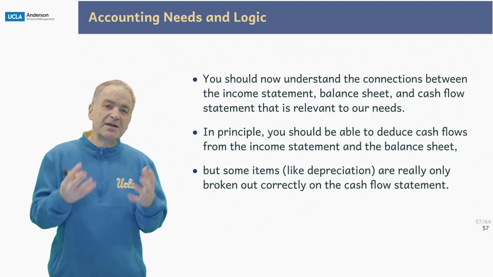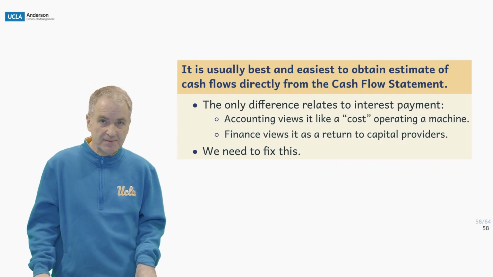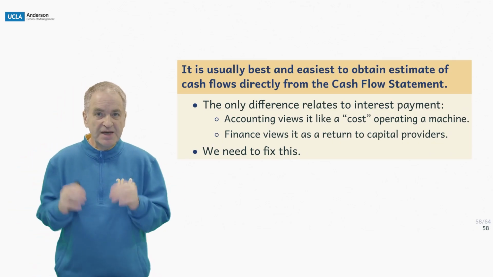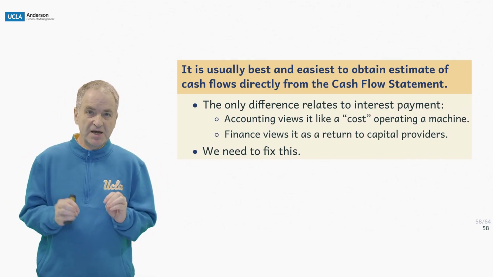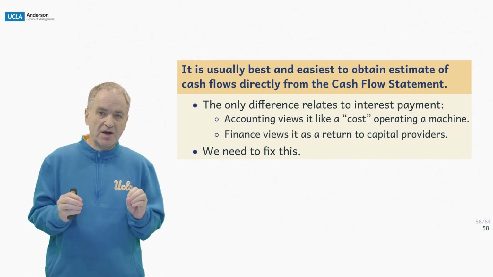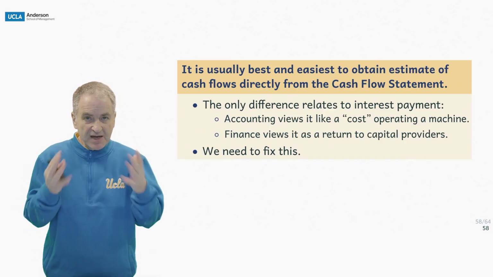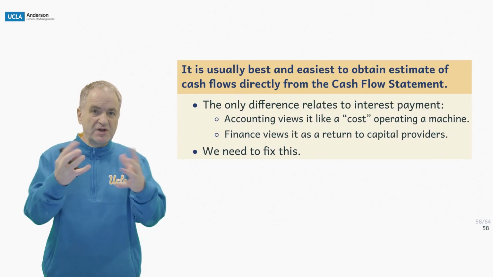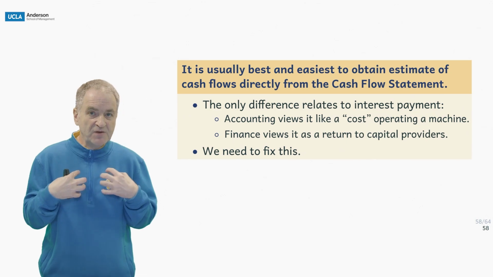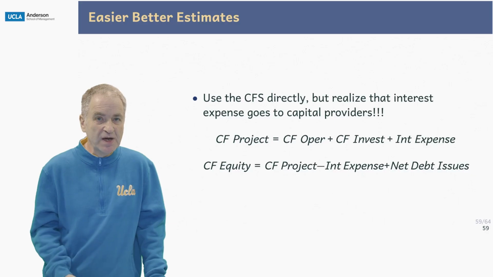Almost, except some items like depreciation are really only broken out correctly on the cash flow statement. So it's usually best and easiest to obtain your estimate of the cash flows directly from the cash flow statement. The only big difference relates to how accountants see interest payments and how finance sees interest payments. The accountants see this as the cost of grease to run the machinery. It's something that evaporates. In finance, we view it as a return to capital providers. So we just need to fix up this one little item.